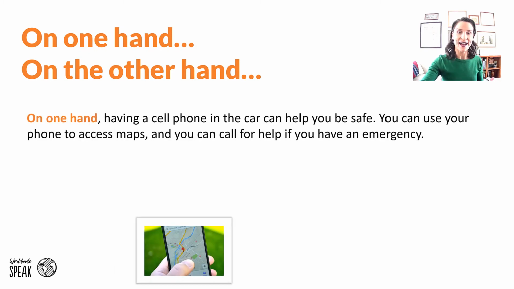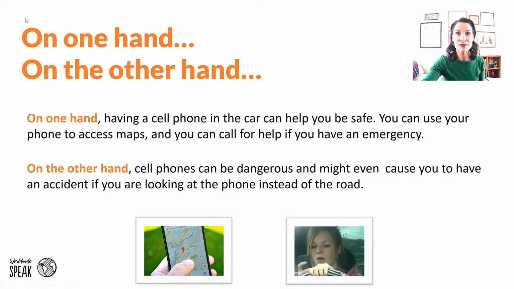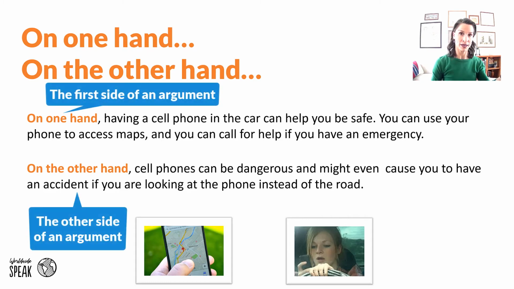On one hand, having a cell phone in the car can help you be safe. You can use your phone to access maps, and you can call for help if you have an emergency. On the other hand, cell phones can be dangerous and might even cause you to have an accident if you are looking at the phone instead of the road. So when I'm presenting these contrasting opinions or contrasting points here, I can begin one with on one hand, and I can begin the opposite with on the other hand.